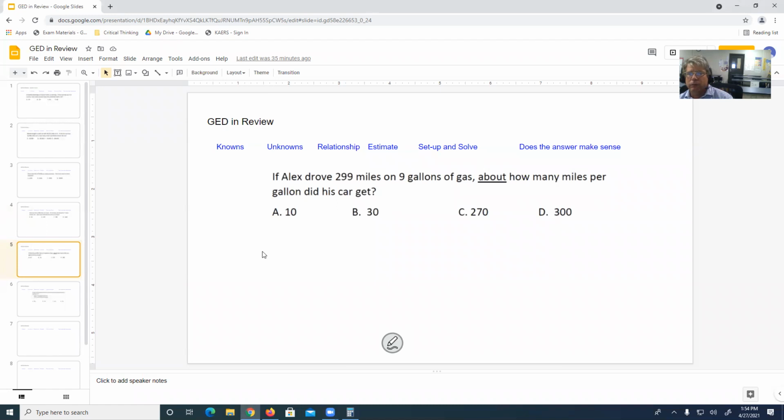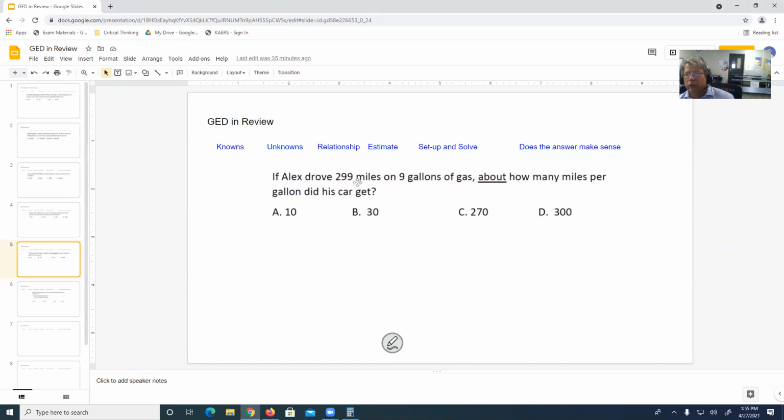So on this next one, if Alex drove 299 miles on 9 gallons of gas, about how many miles per gallon did his car get? So again, we know he drove 299 miles on 9 gallons. And again, there's this word about. About means this estimate kind of comes into play. We can round a little bit. About how many miles per gallon did his car get?